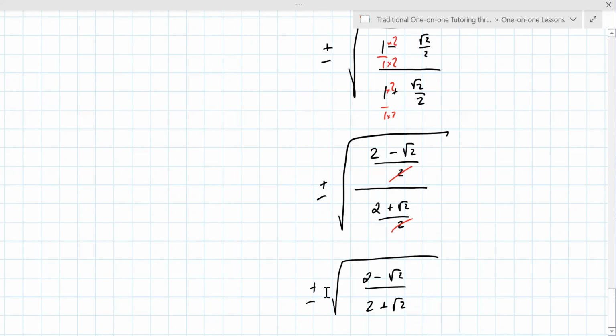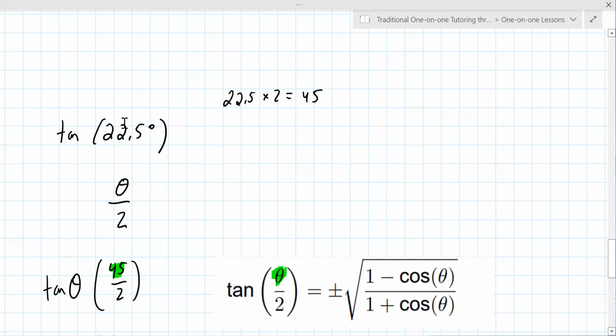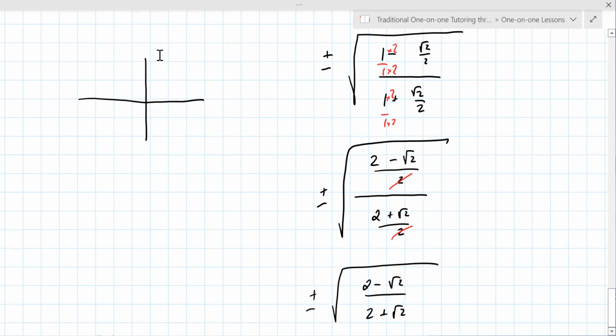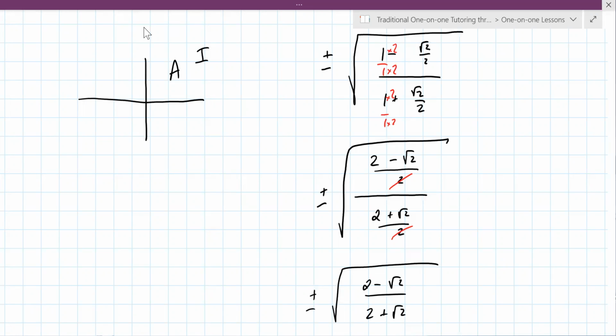Now the last part, the plus or minus. You have to go back and figure out what quadrant you were in with the original angle, 22.5. Which quadrant is that? Quadrant 1. Everything is positive in quadrant 1, so we select the positive there.